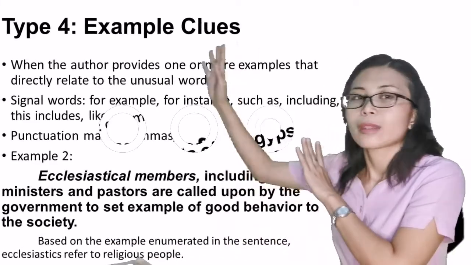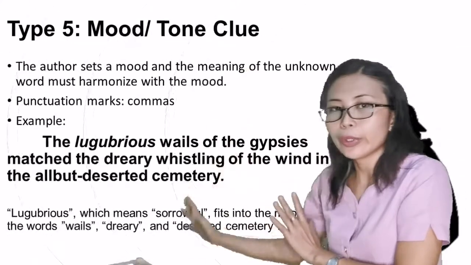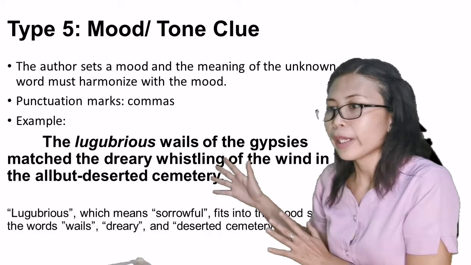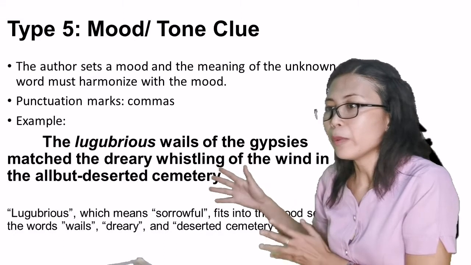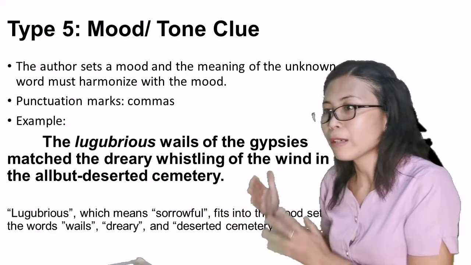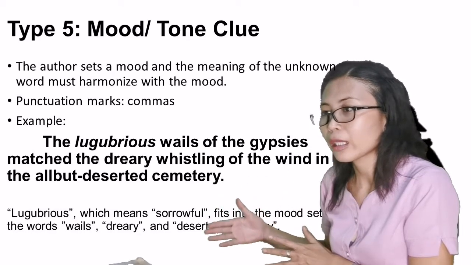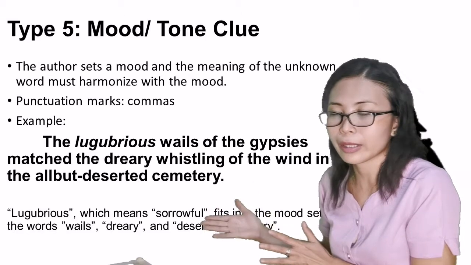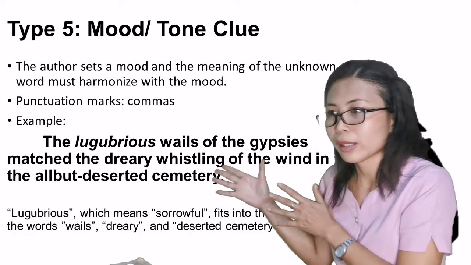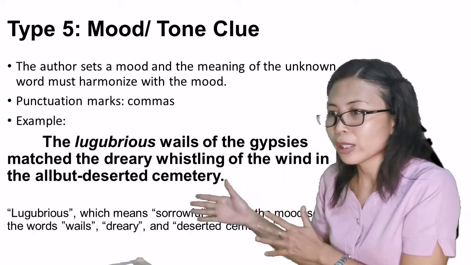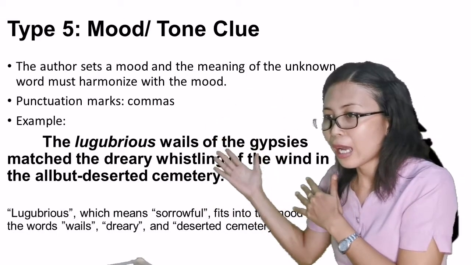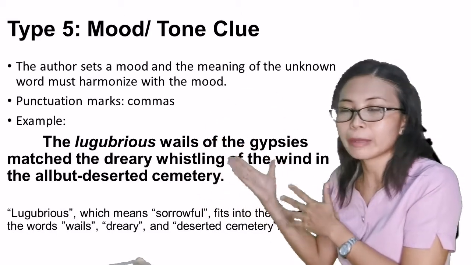Next is the mood or tone clue. It is where the author sets a mood and the meaning of the unknown word must harmonize with that mood. The punctuation marks used are commas. Example: The lugubrious wails of the gypsies matched the dreary whistling of the wind in the albeit deserted cemetery.